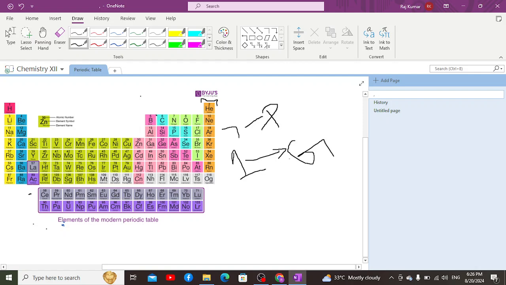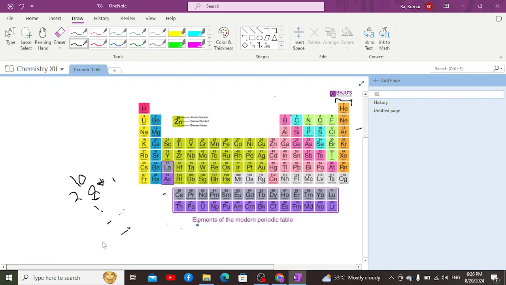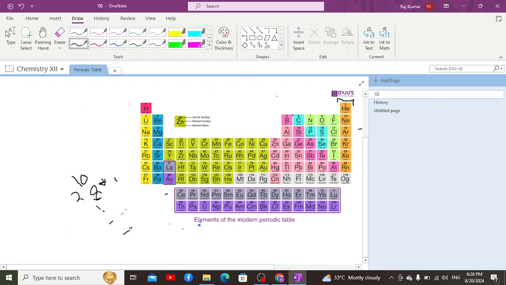Now, the periods are basically seven in number. The first period has two elements, hydrogen and helium. The first period is the shortest period. The second and third periods both have eight elements each, such that the first element repeats properties with the eighth element. The first element of the second period repeats properties with the first element of the third period.